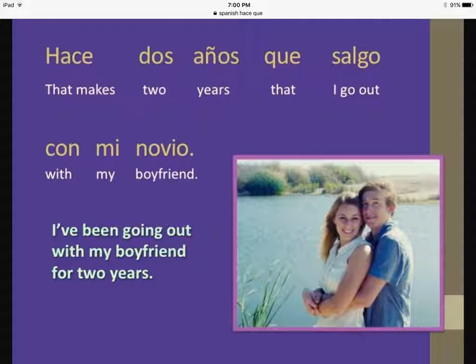All right, I thought this was kind of cute. This is, I've been going out with my boyfriend for 2 years. They said that makes, and I've been saying it makes, so let's just change that. It makes 2 years that I go out with my boyfriend. So they kind of did the awkward sentence there. So, hace 2 años que salgo con mi novio.